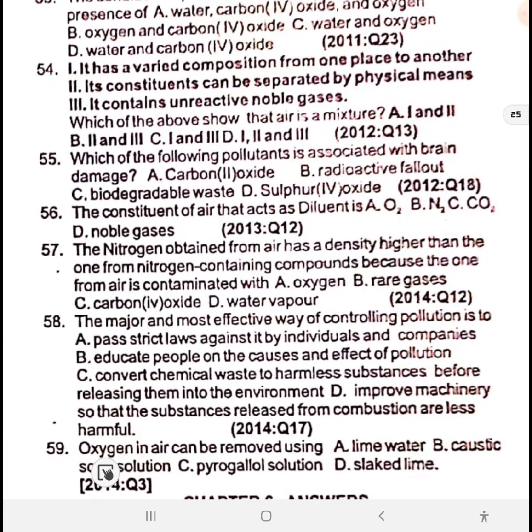59, which is the last question here. Oxygen in air can be removed by using alkaline pyrogallol, burning phosphorus or heated copper. Don't forget, we touched that in the first part of this video.